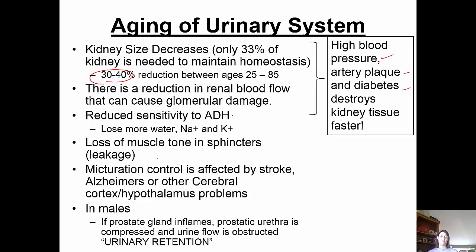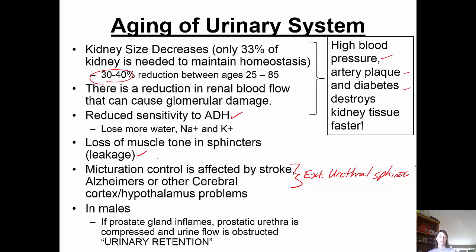They become less sensitive to ADH, which means you're going to lose water. You're going to dehydrate faster. Your sphincters start to weaken, so you have this leakage factor. When you sneeze or when you cough or when you laugh, you could have squirts. Micturition control is affected by stroke, Alzheimer's, or other cerebral cortex problems, specifically the external urethral sphincter. Right?